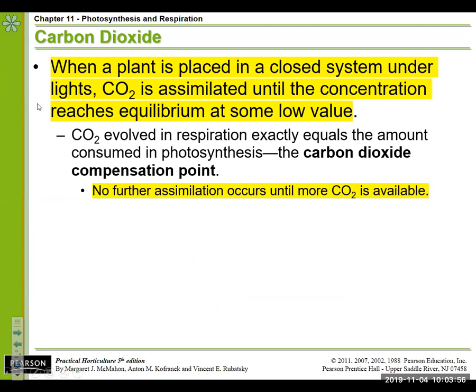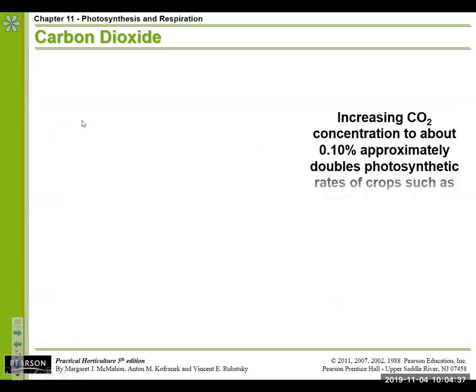So we also know that it requires carbon dioxide as well, right? So if a plant were to be just placed in a closed system, say that they had the light that they need, that carbon dioxide is going to be assimilated, absorbed, and then put into these molecules that are involved in the movement of those electrons, until the concentration of carbon dioxide reaches equilibrium. At that point, if there's no carbon dioxide available, the plant can no longer photosynthesize. It's basically just going to end.